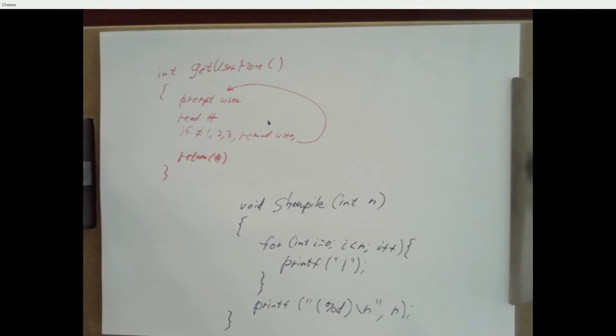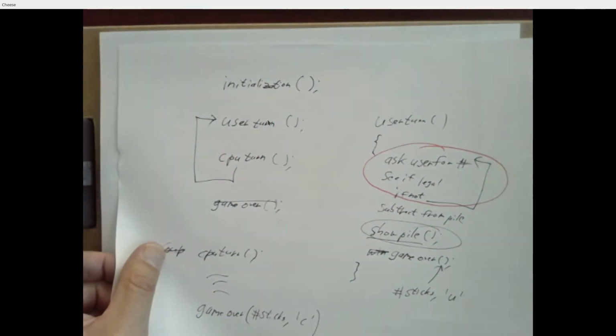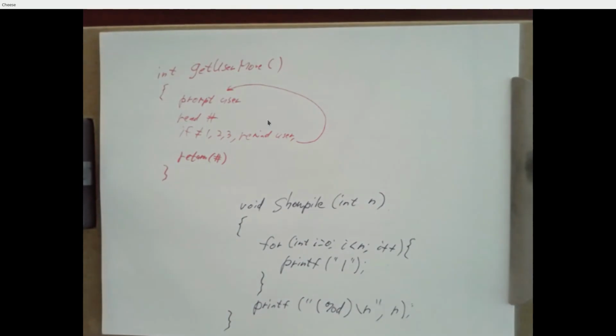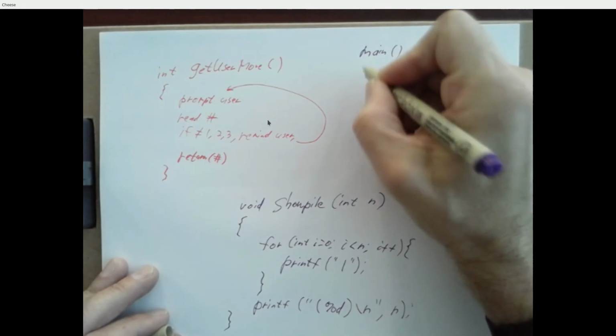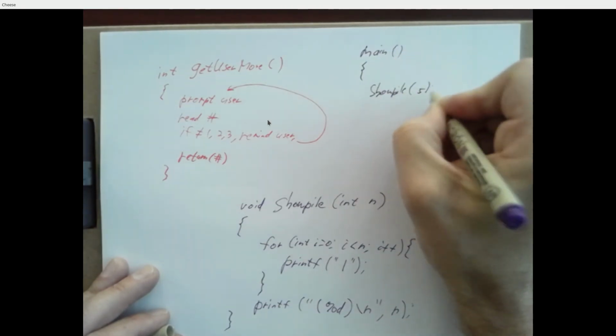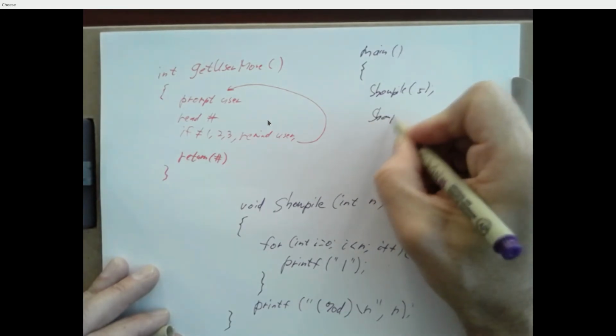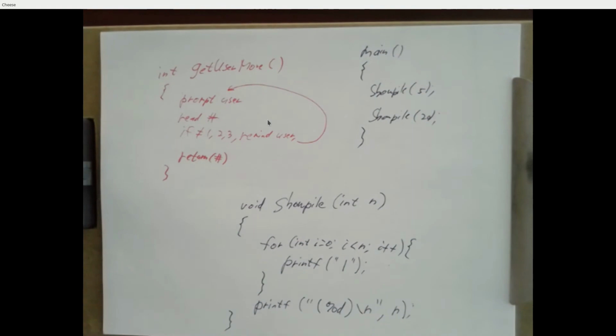I haven't done any initialization, user turn, CPU turn, modulo 4, none of that business, but I've got one of my functions written. And I can make a main program, and I can say show pile 5, show pile 20, a two-line main program, compile that up, link it with this, and run it, and I should get 5 sticks with a 5 in parentheses. I should get 20 sticks with a 20 in parentheses.